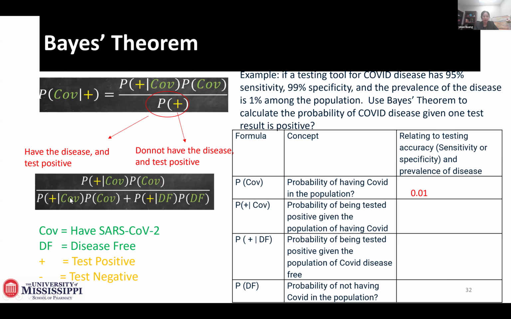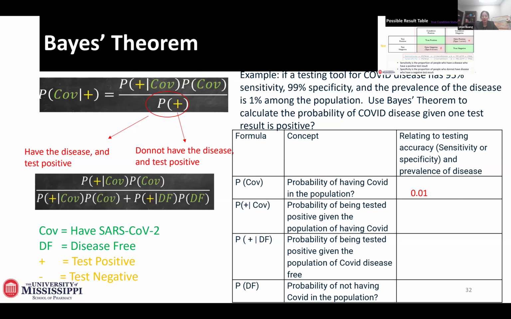having COVID-19? I want you to think about these 2x2 tables. What is the probability of being tested positive given the population having COVID? This concept is sensitivity, right? This concept is sensitivity, right? And then we can solve this component here.